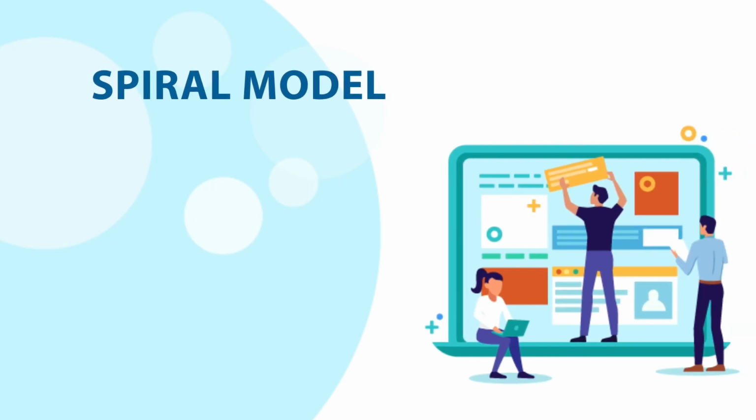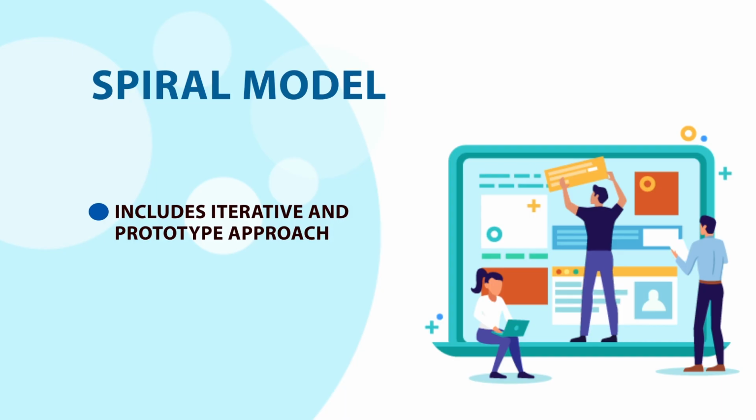Then comes the third model called the spiral model. The spiral model includes iterative and prototype approaches. So, this is a kind of mixed model in which iteration is possible and the prototype that we had talked about in the previous slides is also included.